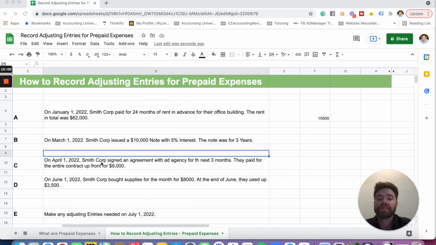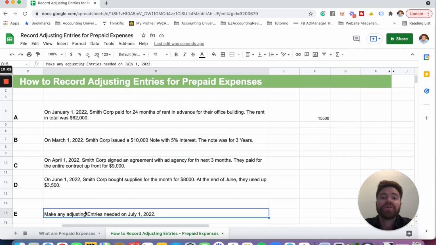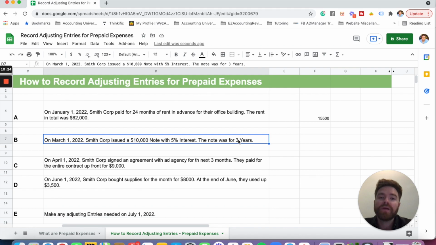Okay, so next here, March 1st, we have to make an adjusting entry. We've got to think about this note. March 1st is when we got it, July 1st is when we need to make the adjusting entry. So right there, 3 months have passed, right? Or let me count it actually. March, April, May, June. Sorry, 4 months have passed. 4 months. Now, how many total months are there on the note? Well, 3 years is equal to how many months? Well, there's 12 months in a year, right? And if we have 3 of them, it's 36 months.